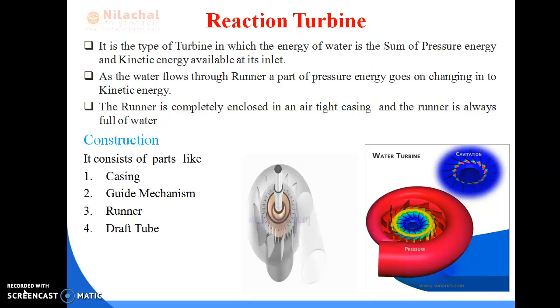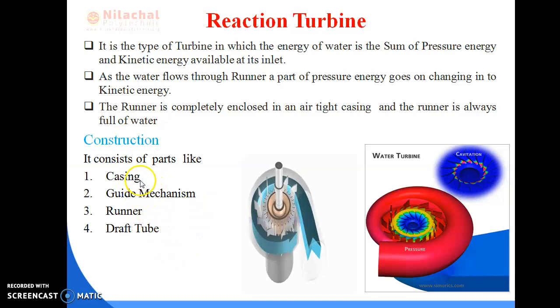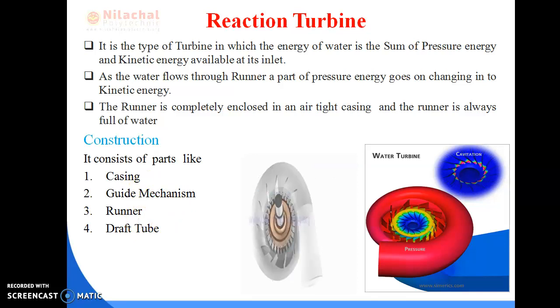Now let us go through the constructional features of a reaction turbine. The reaction turbine consists of the following parts. One is the casing, second is the guide blade mechanism, third is the runner and lastly the draft tube.